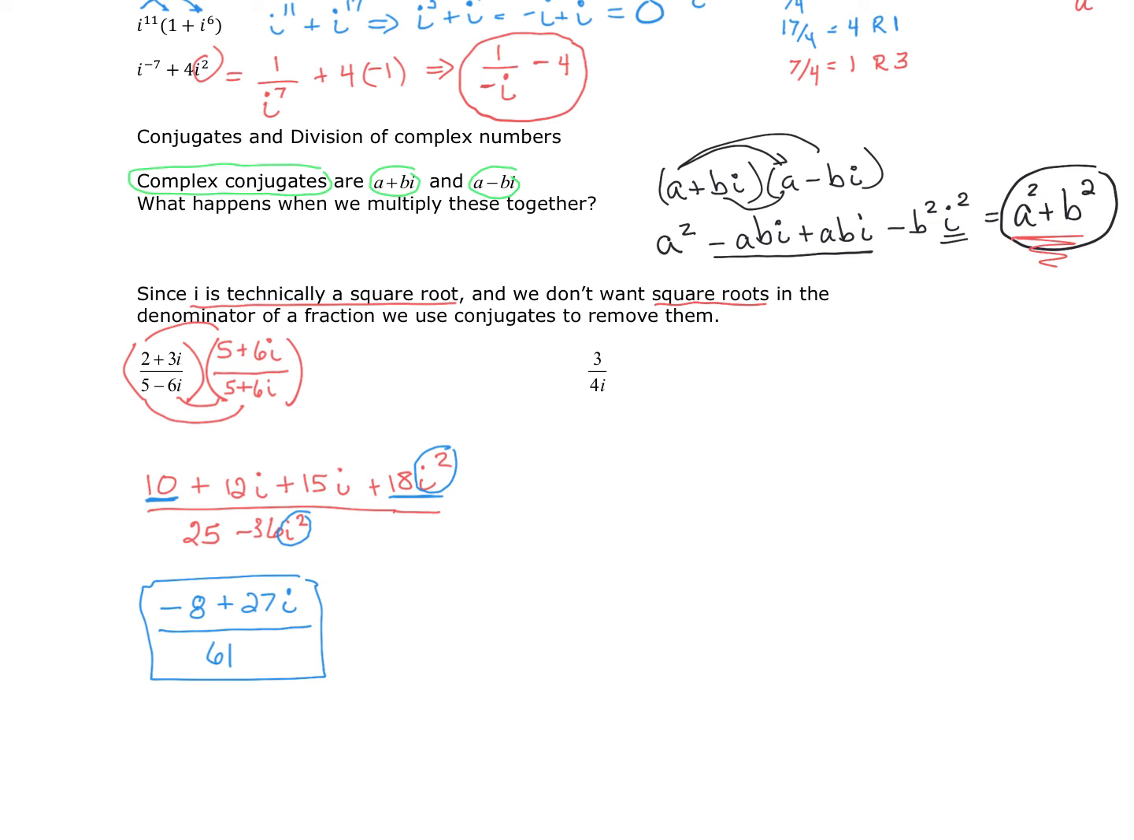Now, if I'm multiplying something and the denominator is not a binomial, it's just a monomial with an i in it, then we can just multiply by i over i. It wouldn't hurt to multiply by minus 4i over minus 4i, but the 4's will cancel. So we're going to get 3i on the top, 4i squared on the bottom, so 3i over negative 4.